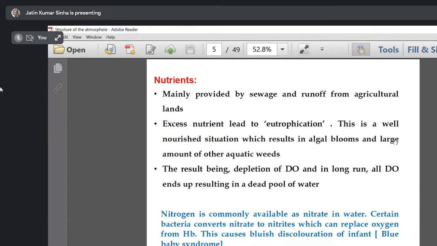Again, nutrients like nitrogen are commonly available as nitrate in water. Then the nitrate is converted to nitrite, which replaces the oxygen in hemoglobin. Due to this, in the case of an infant, when the mother is exposed to water with nitrite, the baby has a bluish discoloration. It's commonly known as blue baby syndrome. So it happens when your water is polluted with nitrates.